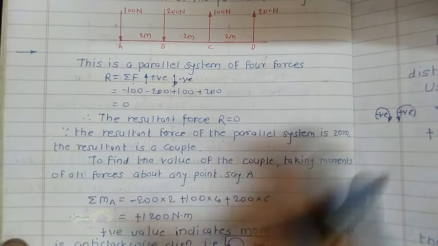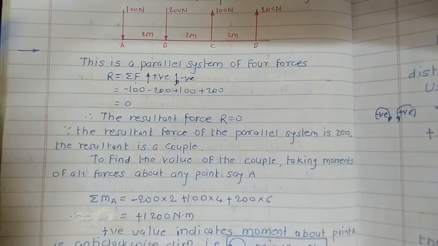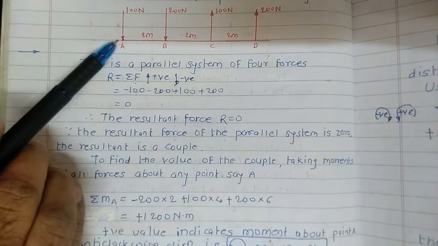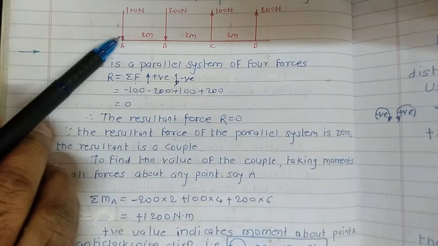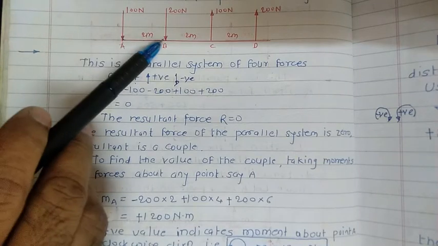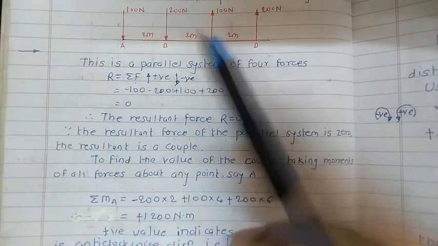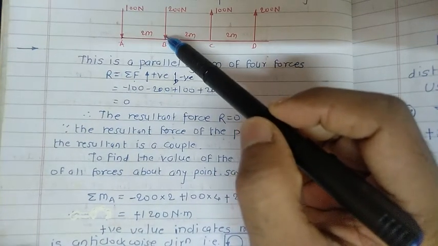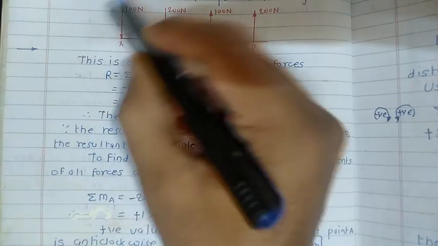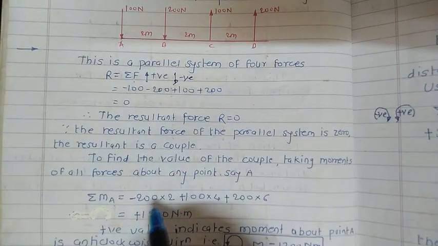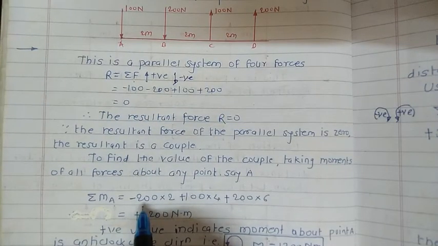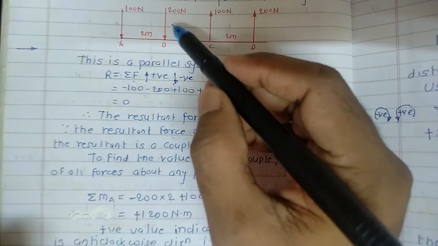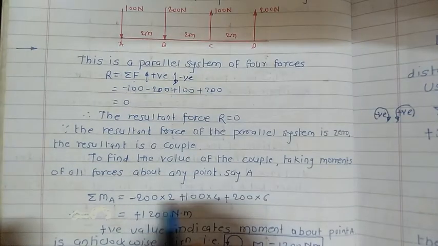Now focus here, you have to take the moment of this 100 Newton force about this point A. As the line of action of this force passes through this point, just neglect this force. Now focus on this 200 Newton force. The tendency of this 200 Newton force to turn about this point A is in clockwise direction. So for the clockwise direction, give the minus sign here. The magnitude for this force is 200 Newton multiplied by distance 2.